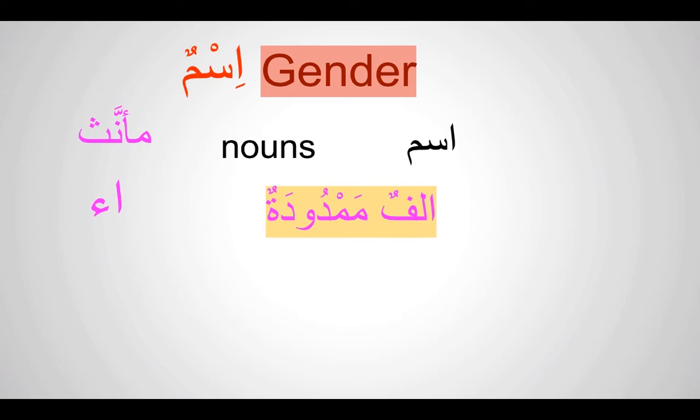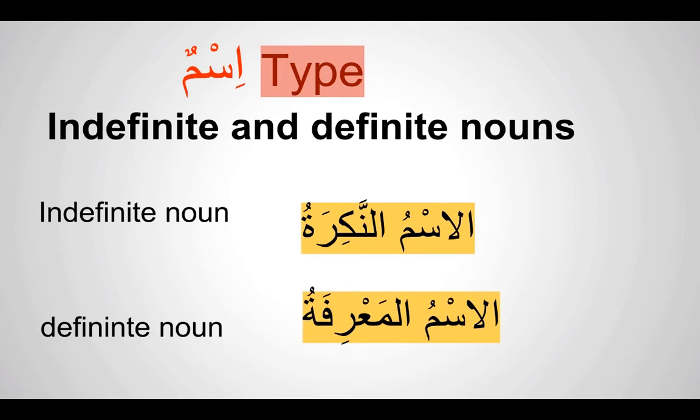And we know that any noun which ends with this alif mamduda, a combination of alif and hamza, like asma'u, hamra'u, and as-sama'u, these are all feminine words. This is how we recognize it, inshallah.